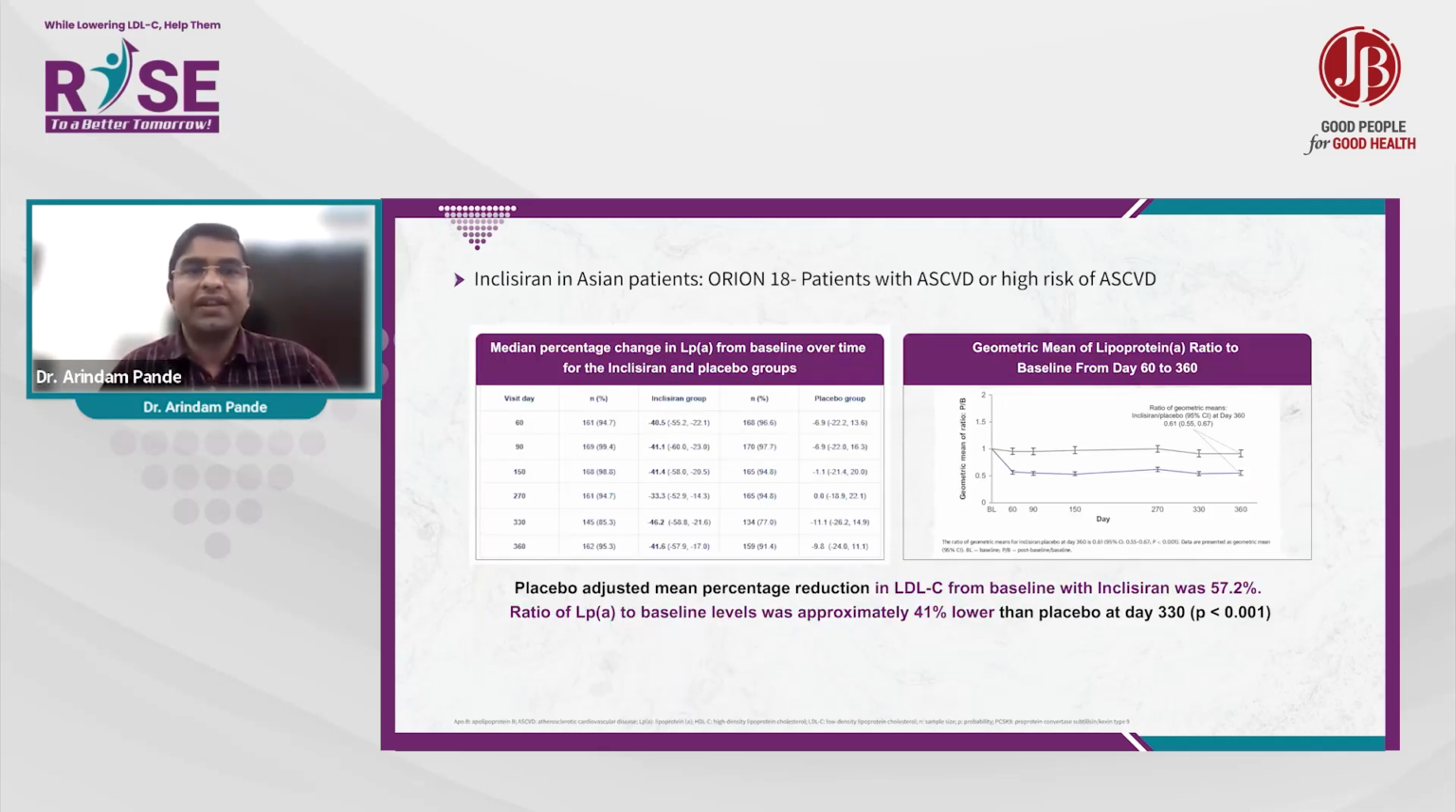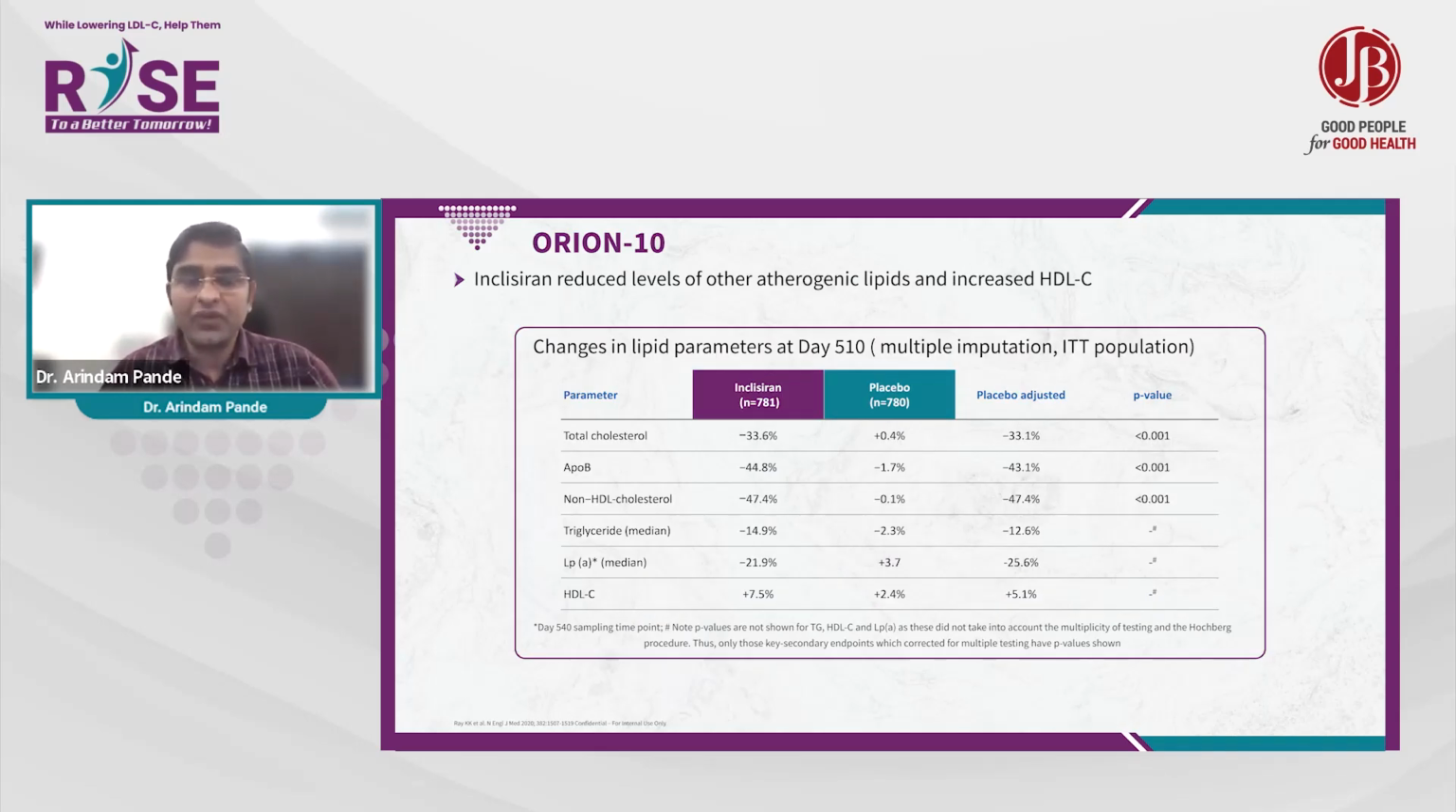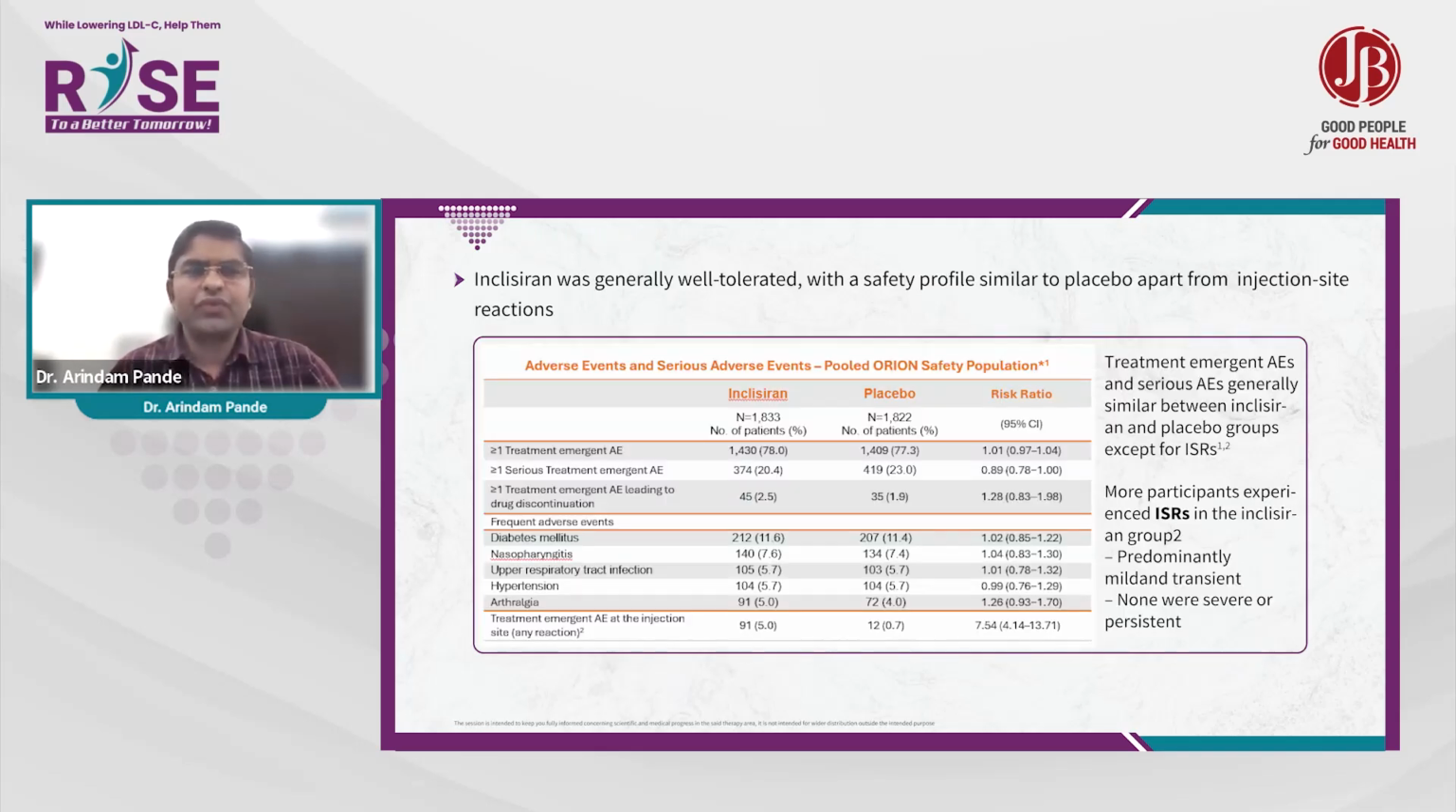Now, pooled analysis of ORION 9, 10, 11, I already mentioned, it's a very good, robust cholesterol lowering agent. There had been some Asian population in the ORION 18 trial, where it was shown that lipoprotein little a, which is a very difficult target, most lipid lowering therapies cannot actually lower lipoprotein little a. There was around 41% reduction with inclisiran, which was highly statistically significant. And this is the ORION 10 trial, which shows that inclisiran reduced the level of other atherogenic lipids and also increased HDL cholesterol to some extent.